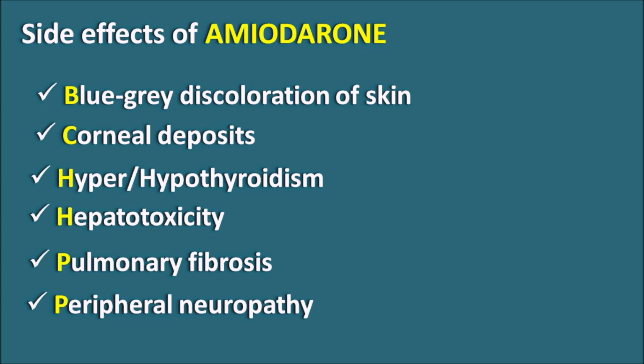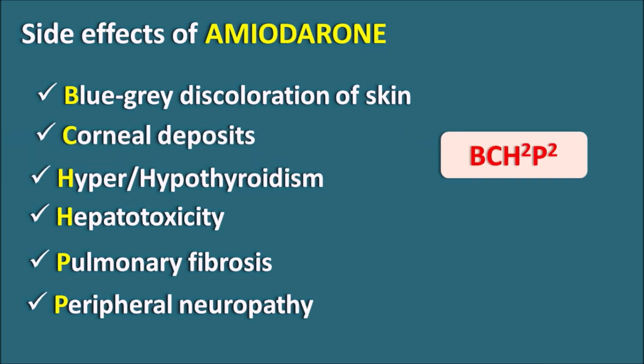We can easily remember these side effects with a code: BCHHHPP. B is for blue to grey discoloration of the skin, C is for corneal deposits, one of the H is for hyper or hypothyroidism, another H is for hepatotoxicity, one of the P is for pulmonary fibrosis, and the other P is for peripheral neuropathy. Just by remembering this code and the logical relation with the iodine moieties, we can easily remember the side effects of amiodarone. Let us discuss these side effects one by one.